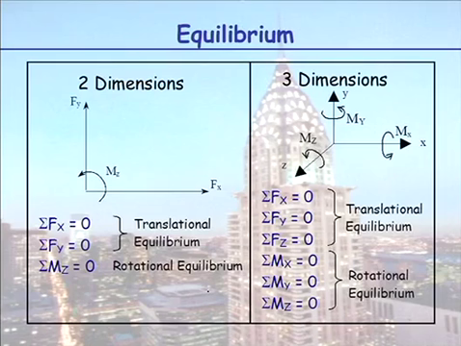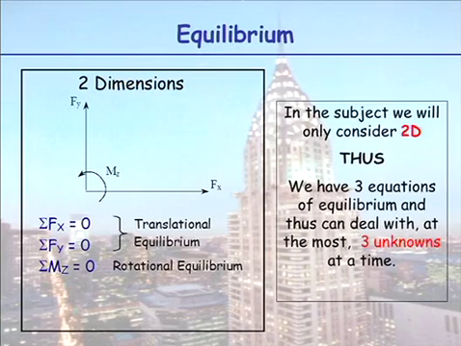Okay, equilibrium. We're dealing in 2D, so we have three equations of equilibrium. All the forces in the x direction must equal 0, all the forces in the y direction equal 0, and all the moments about the z-axis, because z here is coming out of the page, must equal 0, because we want our structure to be stable and in equilibrium. If we were working in 3D, which we do in second year, you then will have 6 equations of equilibrium. But we're only going to be working in 2 dimensions, so we have 3 equations.